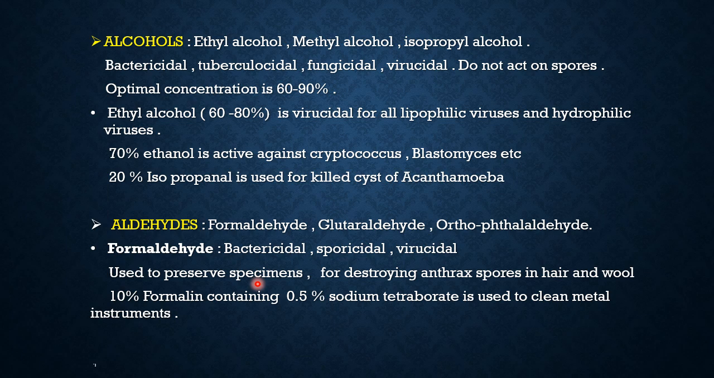They are also used for destroying anthrax spores in hair and wool. Anthrax is actually a cattle disease which affects animals. Anthrax spores will usually be present in the hair and wool of the affected animals, so formaldehyde can destroy the spores. And 10% formalin containing 0.5% sodium tetraborate is used to clean metal instruments.